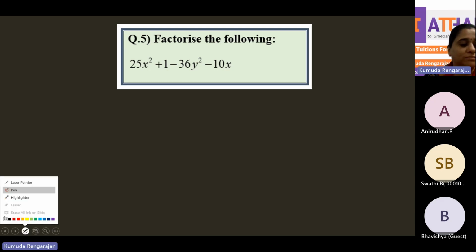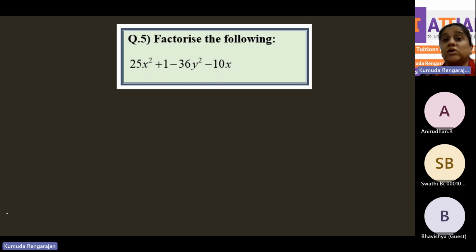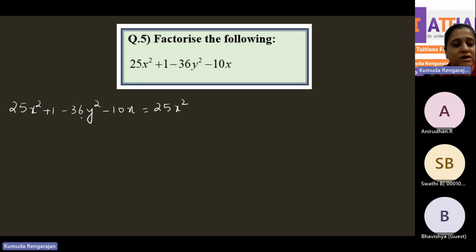All right, children. No problem. If we are not able to recall, it's okay. So see here, 25x square plus 1 minus 36y square minus 10x. You need to first rearrange this. How? Look at this, this is y square, but look at this one, it's 10x. So 25x square and minus 10x.